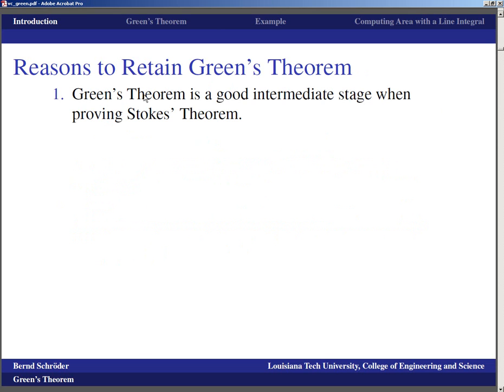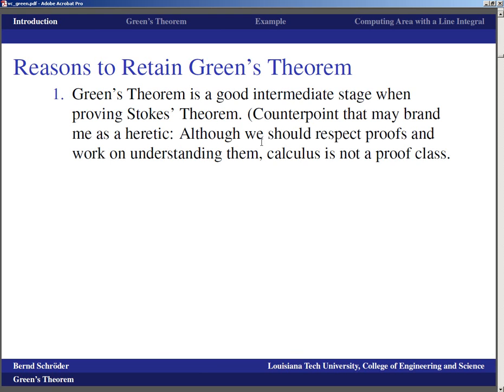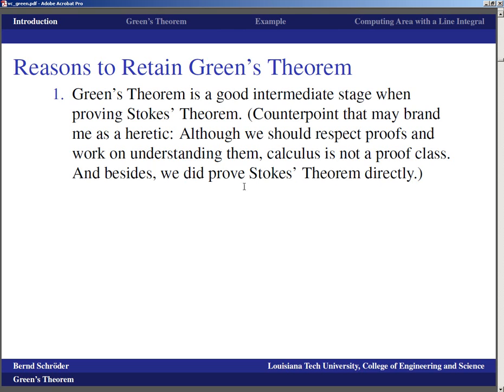There are reasons to retain Green's theorem. One of them is that Green's theorem is a good intermediate stage when we prove Stokes' theorem, and of course we've seen that the proof that we had for Stokes' theorem was not for the faint of heart, let's just say it that way. Of course, there is a counterpoint that I can make that can potentially brand me as a heretic, at least to certain mathematicians, which is that although we should respect proofs and work on understanding them, calculus simply is not a proof class. And then, of course, besides, we did prove Stokes' theorem directly. It was blood, sweat, and tears, but we got it done.